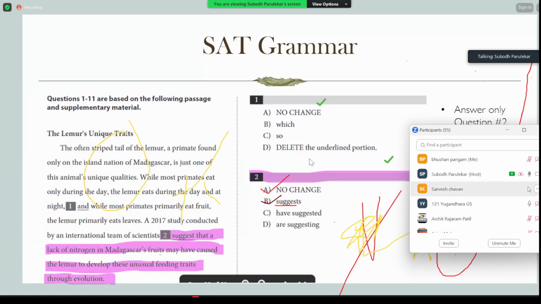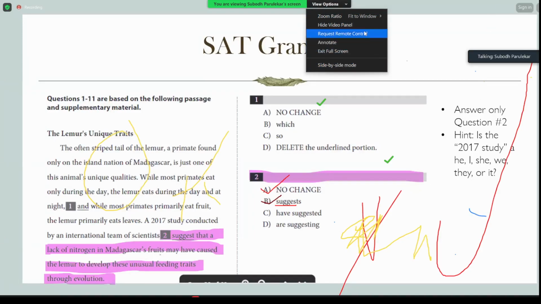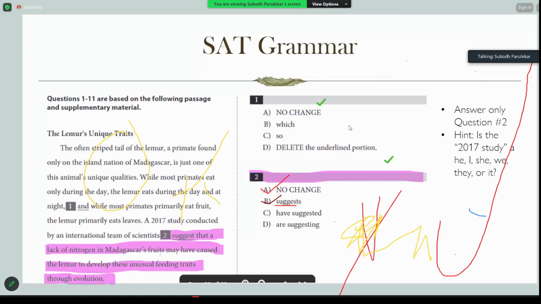Okay, so basically, this is a passage that is given to you, a paragraph that you have to read, and we are only focusing on the pink highlighted region. So the sentence we are specifically focusing on is a 2017 study conducted by an international team of scientists suggests that a lack of nitrogen in Madagascar's fruits may have caused the lemur to develop these unusual feeding traits through evolution. So here the question is asking, is suggest the right word to use in this sentence?